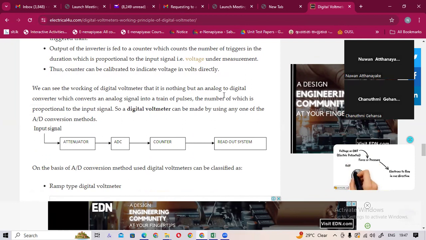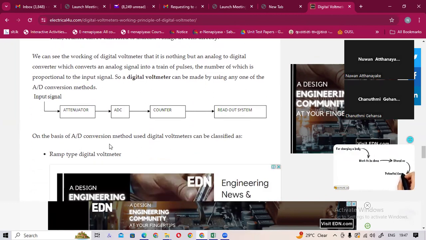Digital voltmeter. Actually, it is just the analog to digital converter. Okay. It is just an ADC. Okay. The main part is ADC. Okay. Digital voltmeter. The main part is ADC. Okay. And so actually, the digital voltmeter can be classified based on the ADC conversion.